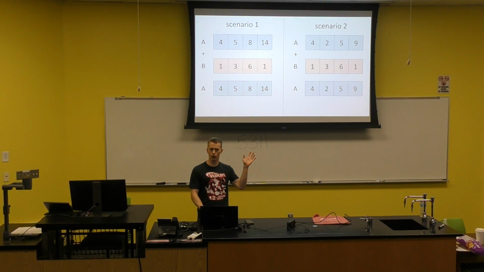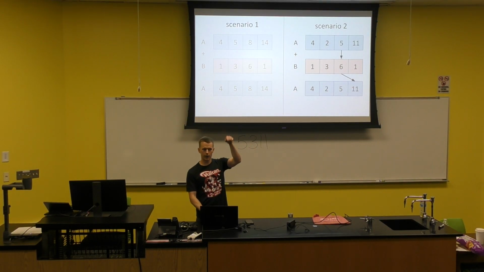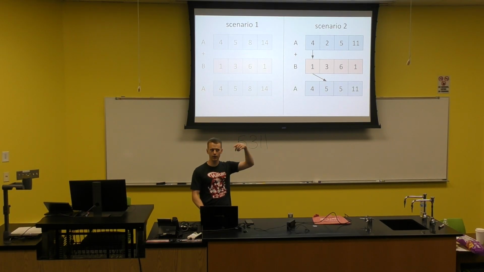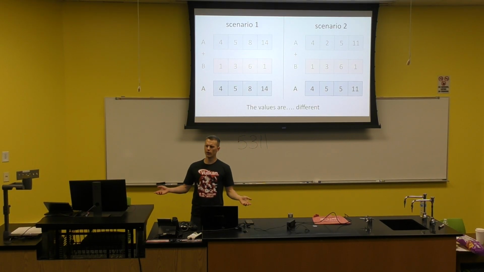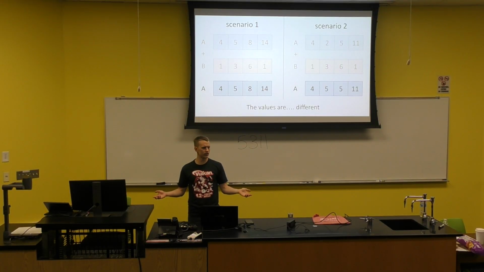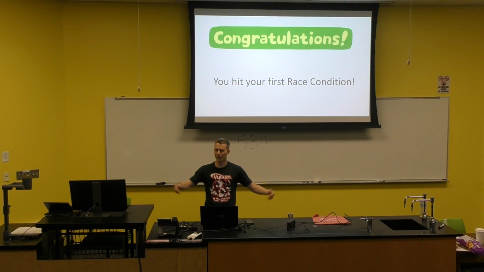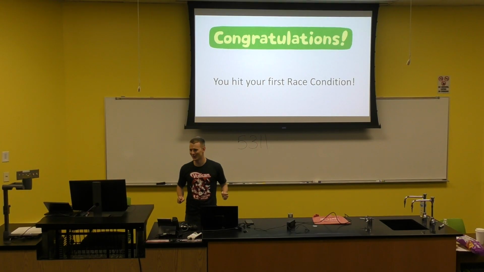So imagine in another world, a different scenario, we go the other way. Let's go right to left this time. So now we add it, and we do the same thing. And what happens at the end? We have different values, right? You see that by going a different way we get different values? Congratulations, everybody. You hit your first race condition.